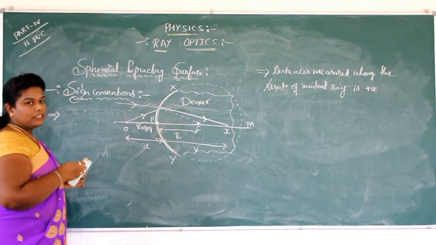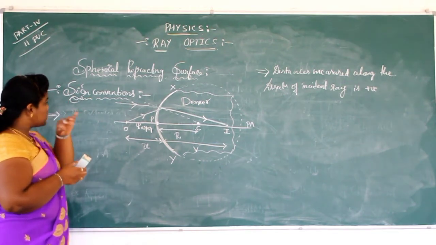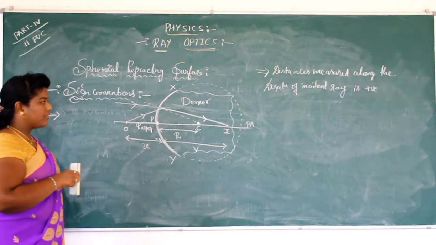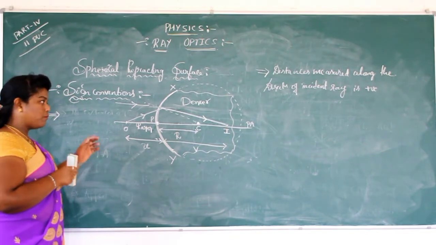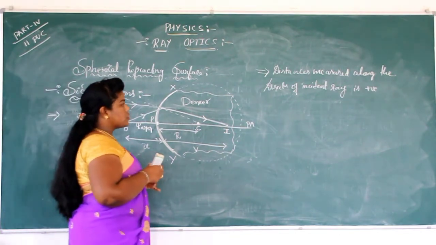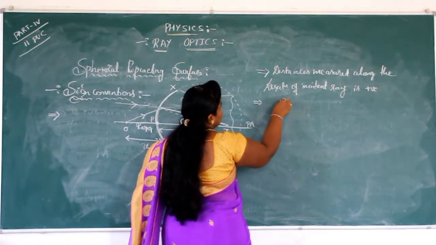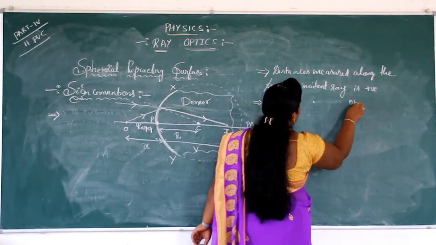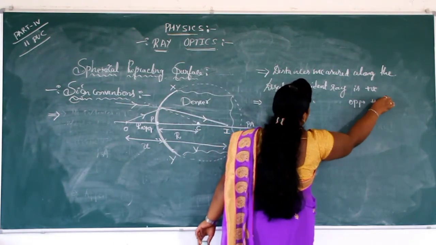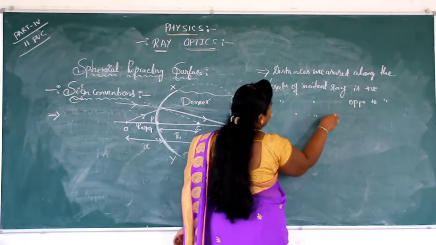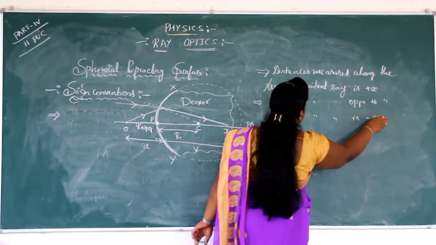According to the sign convention, the distances measured along the direction of incident ray are taken as positive. The distances which are measured opposite to the direction of incident ray are taken as negative.